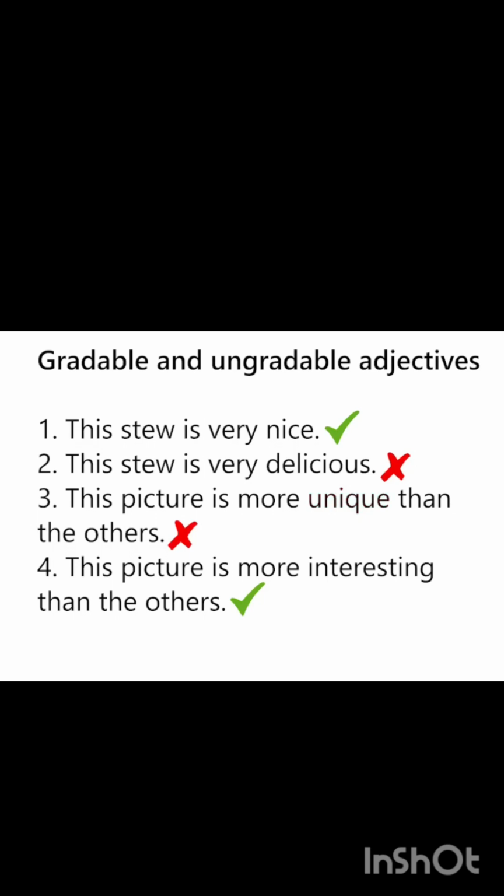Ungradable adjectives have 2 types. Firstly, there are words with a strong meaning, like delicious, exhausted, or furious. Secondly, there are words with an absolute meaning, like unique, true, or possible. When we talk about ungradable adjectives, we mean both of these types. What does this mean for you?